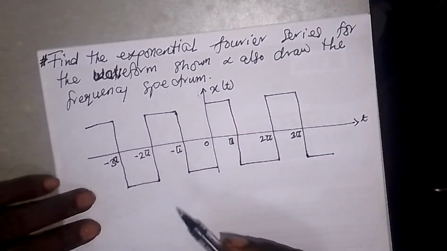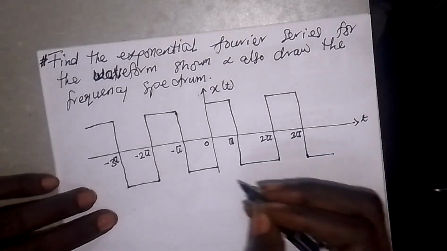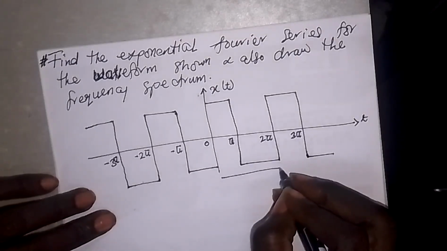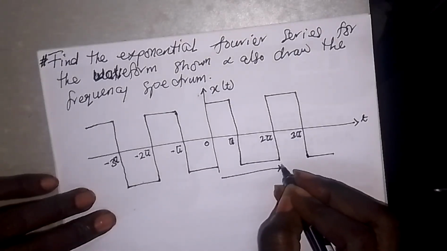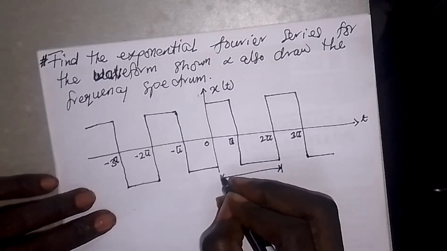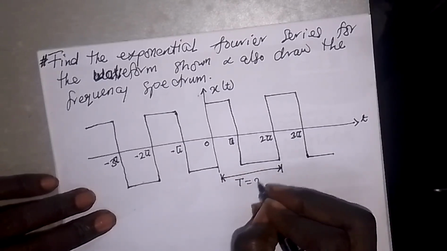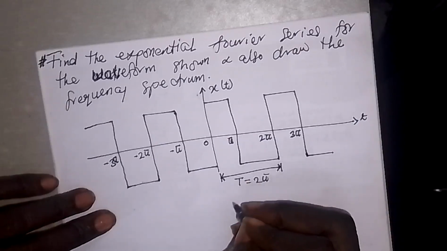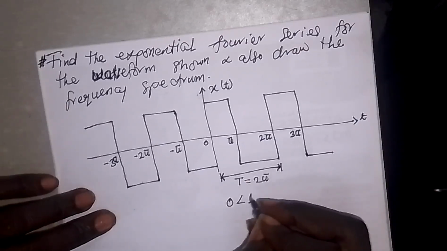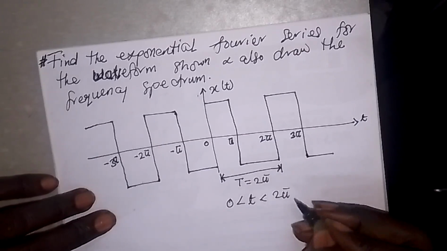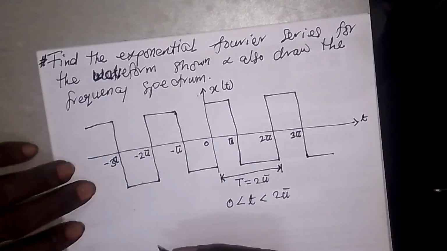All right, so the first thing is to find our period. Let's say our period is from here to here. T is equal to 2 pi, and it's from 0 less than t less than 2 pi. That's our period.